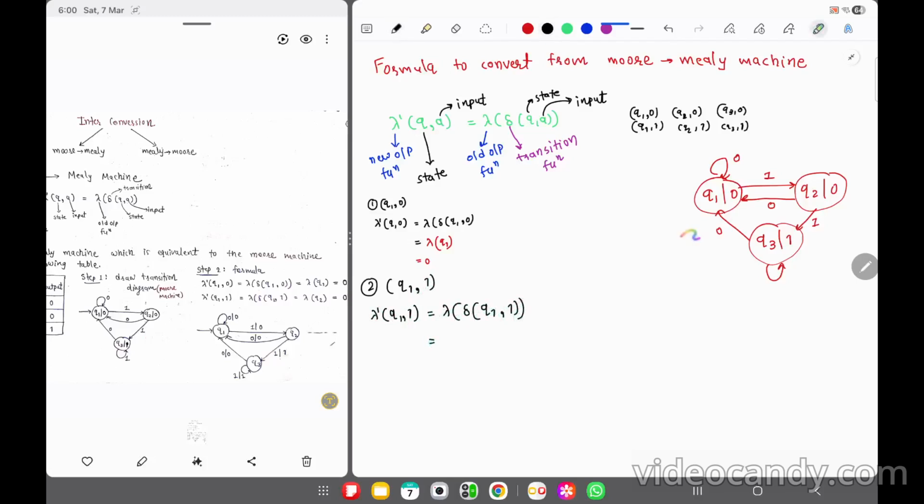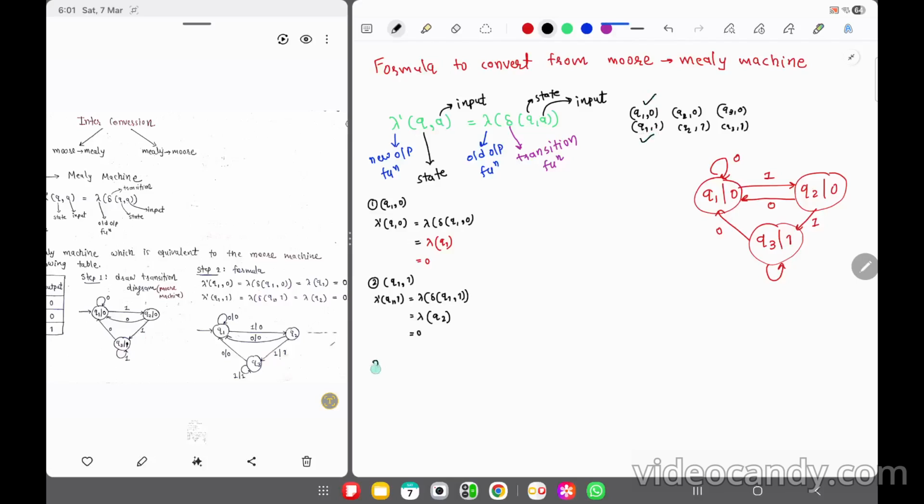Now we will look at the diagram of the machine. If we give Q1 the input 1, we go to state Q2. So here we write Q2, and the output of Q2 is 0. So the work for Q1 with input 0 and Q1 with input 1 is done.